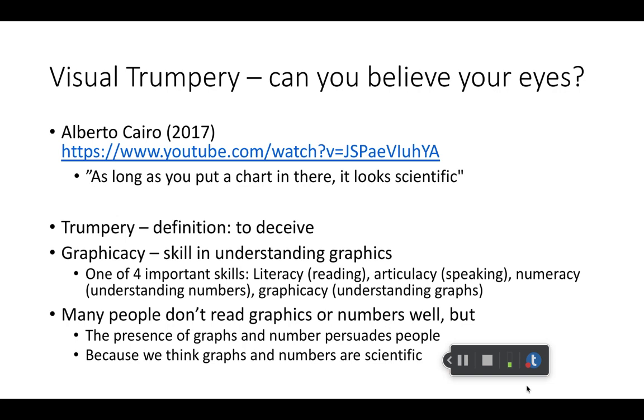And Cairo is interested in graphicacy, which is our skill in understanding graphics. He suggests that this is one of 4 very important skills, along with literacy, articulacy, and numeracy. He suggests that many people don't read graphics or numbers well, but the presence of graphs and numbers in articles or newspapers persuades people that the information is reliable because we think that graphs and numbers are scientific, but they can be very misleading. I think Cairo's lecture is a compelling argument for this point.